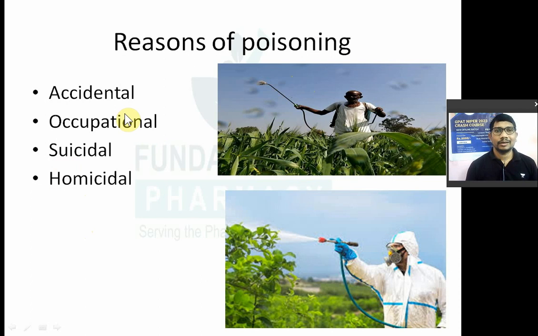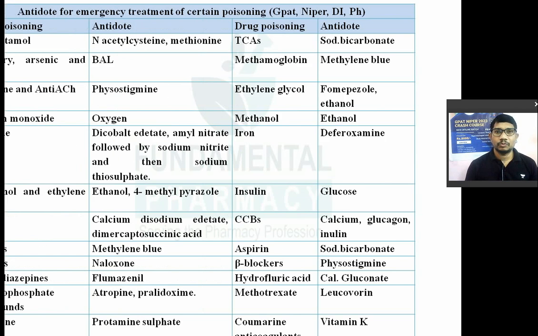So the reasons of poisoning, or the different kinds of poisoning: it may be accidental, occupational, suicidal or homicidal. Another kind of poisoning is drug poisoning. Drug poisoning is mostly because of an overdose of drug. Now we will see the different types of drugs which act as a poison.